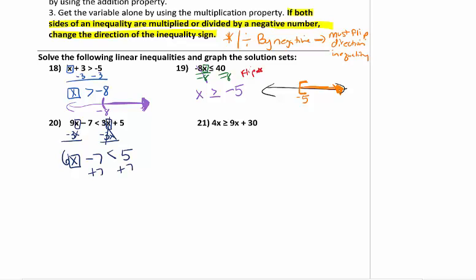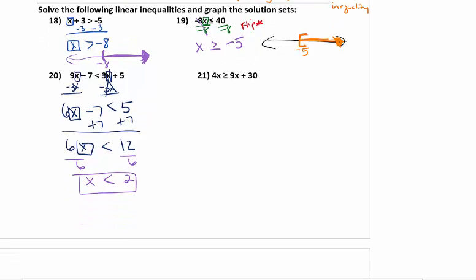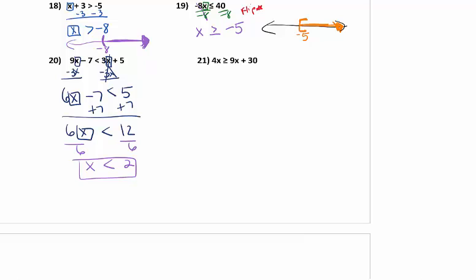I'm going to now add 7 to move my constants to the right-hand side. So I get 6x is less than 12. My last step here is to divide both sides by that coefficient of 6. I am not flipping the direction of the inequality because I divided by a positive number. So my answer there is x is less than 2. My boundary for this problem is 2. I have an open because it's not included, and I'm shading to the left.